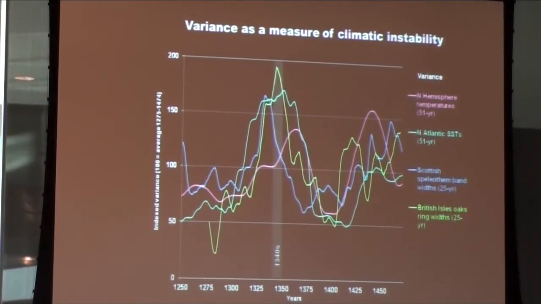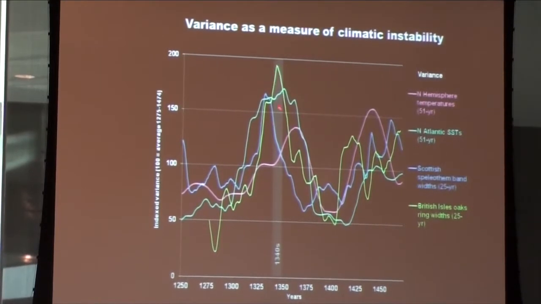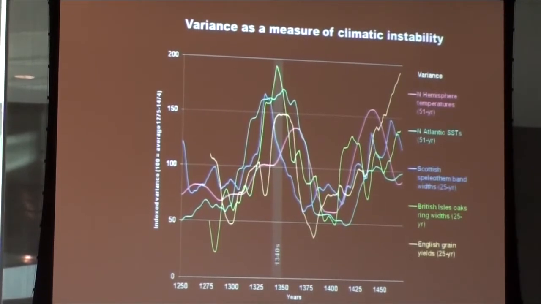These are the annual ring widths of oak trees in the British Isles. Oak trees like the rain, they like cool wet summers, they don't like hot dry summers. And so we've got very unstable summer conditions, and the variability of oak trees goes up to peak in the 1340s and down again.